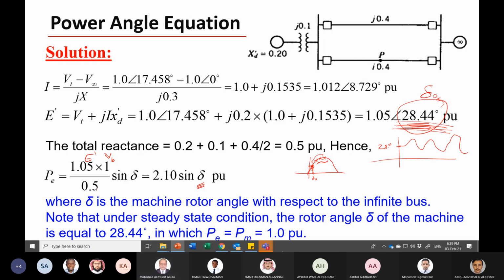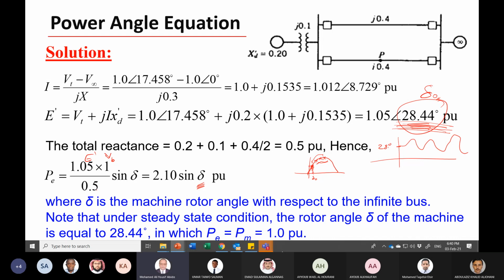Doctor, the transient reactance, we always take it for a generator, but for a transformer, it's not the same. We don't have sub-transient, transient, and steady state. We always take only one reactance. Yes, in a transformer, we don't have any rotating parts. In a transformer, we have only one reactance, which is X steady state.